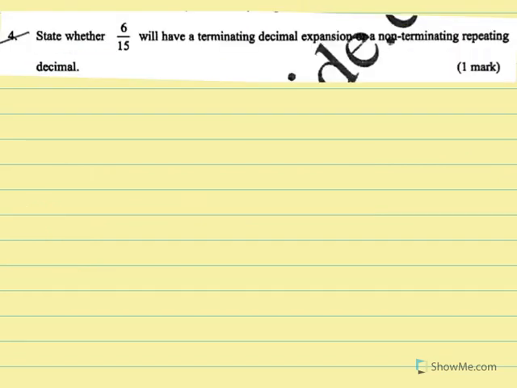State whether 6 over 15 is terminating or non-terminating. Now 6 over 15, you'll probably do the prime factorization of the denominator and it will come 3 into 5. Now remember, you have to reduce first before you decide. So you are reducing this, so this becomes 2 over 5. Now look at the denominator. The denominator is in the form of 2 raised to 0, 5 raised to 1. So it is in the form of 2 raised to m, 5 raised to n, and hence it is terminating decimal.